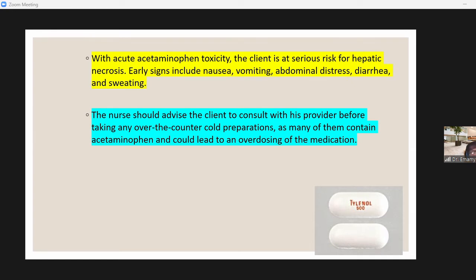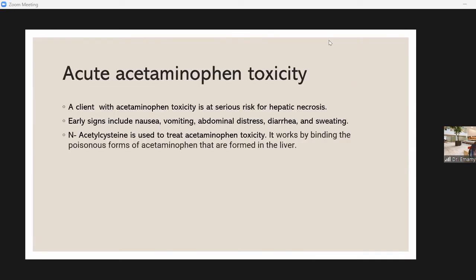You give your patient N-acetylcysteine. N-acetylcysteine, you should give it as soon as possible. If several hours have passed, then N-acetylcysteine might not work properly. So give the antidote of acetaminophen, acetylcysteine, as soon as possible.